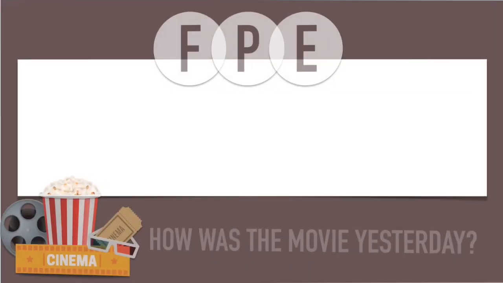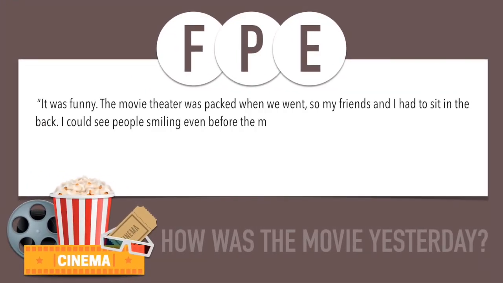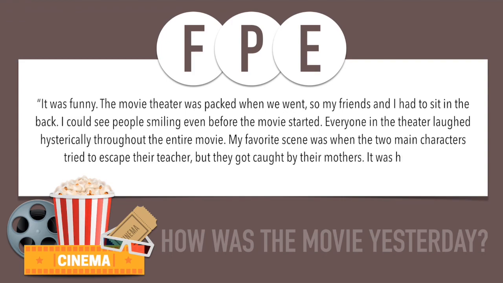Now, the next one was, how was the movie yesterday? All right. And for this one, this is how we answered it. Okay. It was funny. Now, again, this is the fact. It was funny. But now we need to prove. We need to give proofs that show why it was funny. All right. Here we go. The movie theater was packed when we went. So my friends and I had to sit in the back.